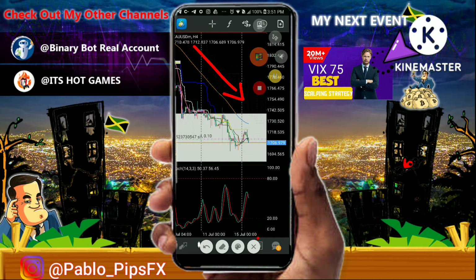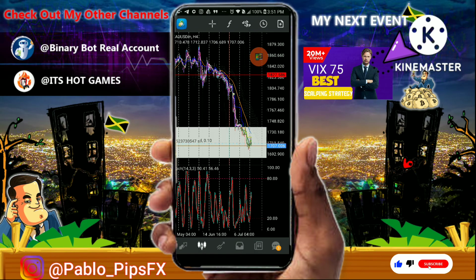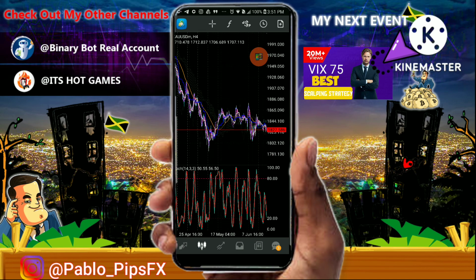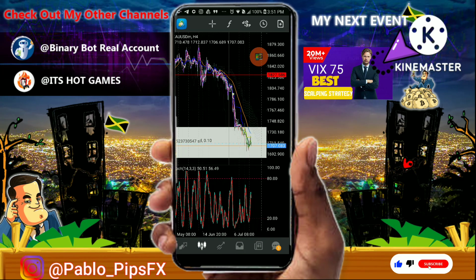When you're starting off, zoom out on your chart and really make sure you check and see where the trend is going, because this is very important. If you mess up the first and the higher time frame, you're going to mess up all the time frames.